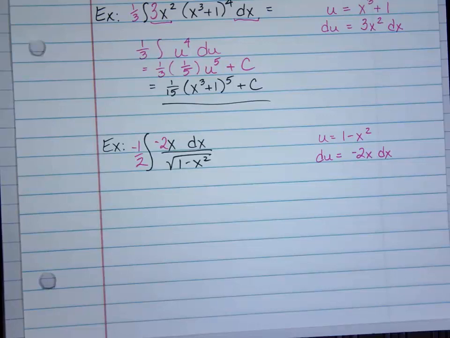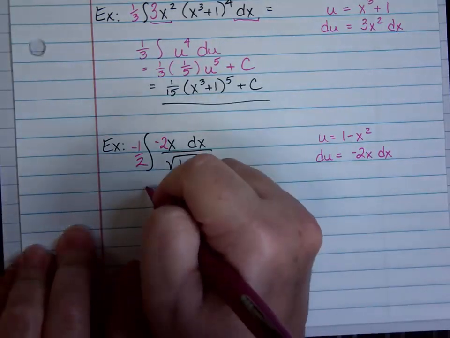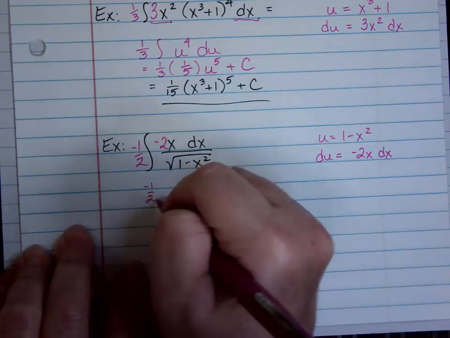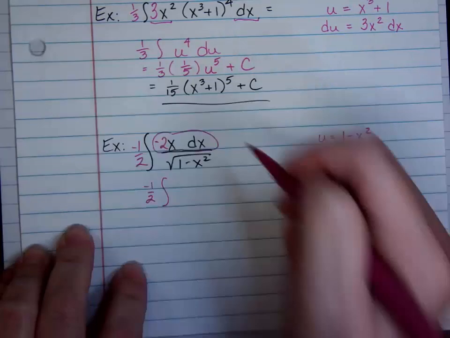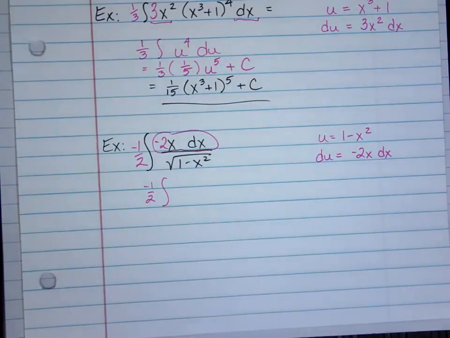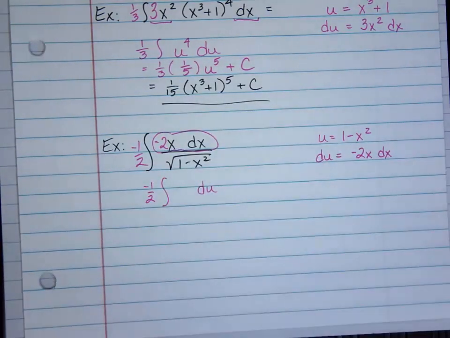Okay, so now we're ready to change it to u's. So we're going to have negative 1/2 integral. Now, I'm going to circle my du so I don't accidentally put it in with something that it doesn't belong. And I personally like to write it out to the side. du, out to the side. So what do I have left?